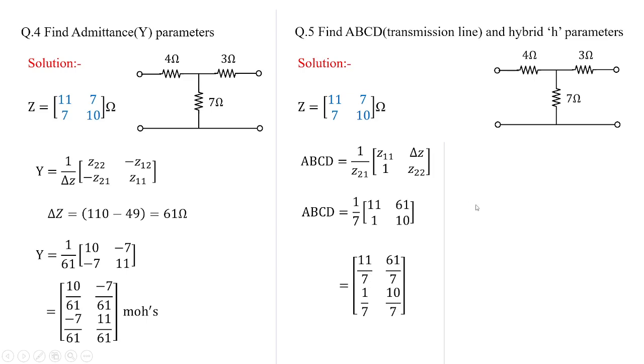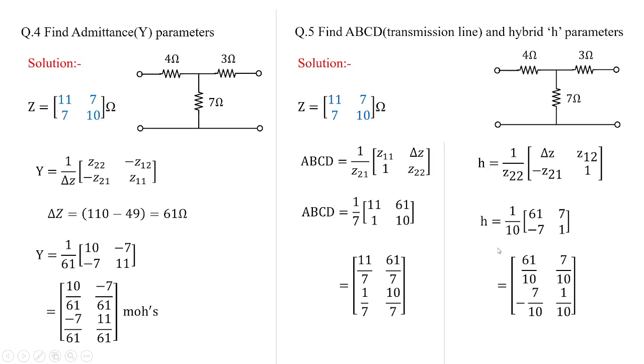And when you are interested in obtaining the H parameters, this is the standard formula for H parameters in terms of Z parameters. Then you can easily get the value of H parameters, which is 61 by 10, 7 by 10, minus 1 by 10 and 1 by 10. So this is a shortcut method. You can check our previous videos to see how to derive these shortcut methods. Just remember these shortcut methods. It will be easy for you to prepare for your competitive exams.